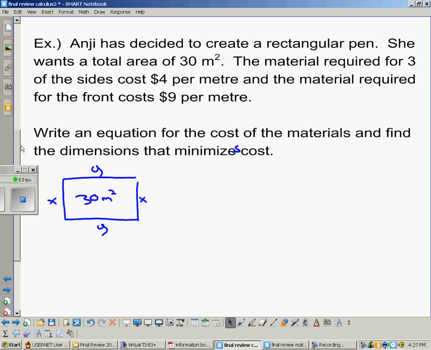Let's see. Can I re-express this length, the y, in terms of x? I know for a rectangle, area equals length times width. Now, I know in this case, area is 30. I decided to call my length y and my width x. So I can re-express the letter y, or my length, as just 30 over x. Oh, that's going to be nicer.